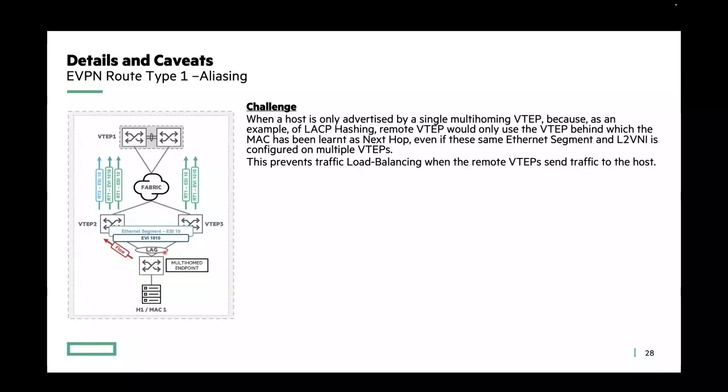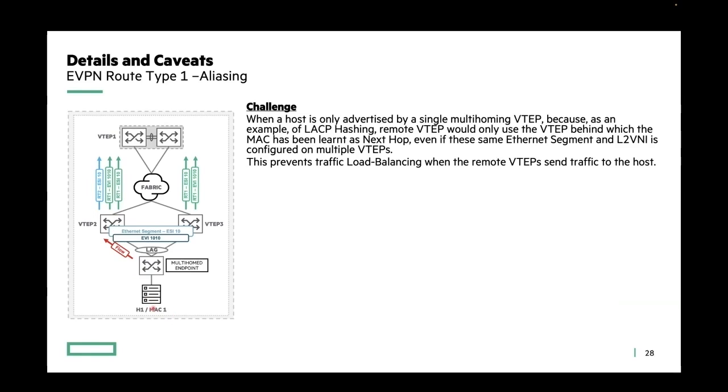Okay, so now let's discuss the aliasing capability. One of the challenges we could have with all active mode is when a host and its MAC address is advertised by only one multi-homing VTEP, as an example due to LACP hashing. If we take this as an example, we have H1 with MAC1, and due to LACP hashing the traffic is only forwarded to VTEP2. So only VTEP2 will send a new RT2 advertising MAC1.